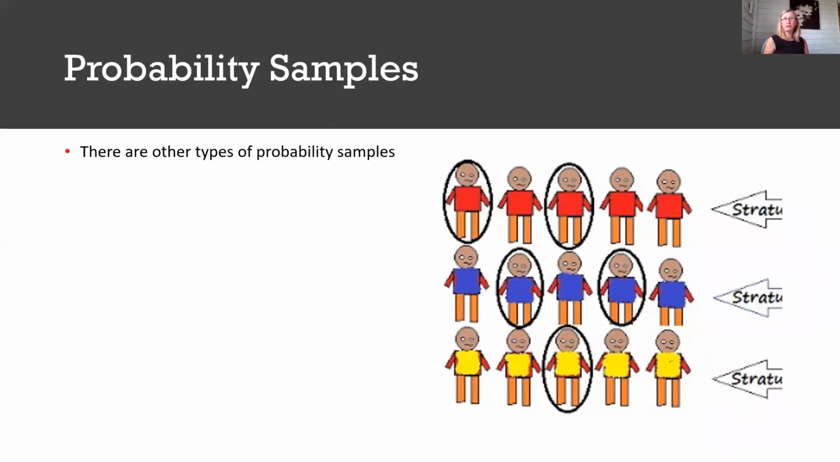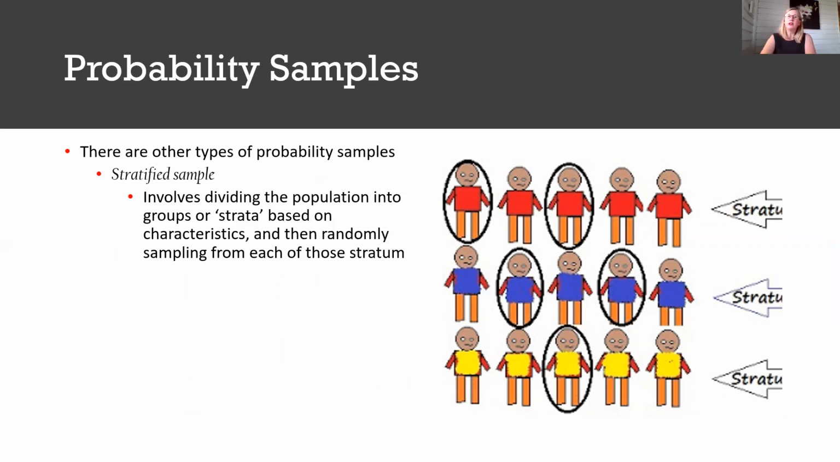Now, there are other types of probability samples as well, and these get a bit more complex. We can talk about something called a stratified sample. What this means is it involves dividing the population into groups or strata based on characteristics, and then randomly sampling from those strata. The plural of that word is strata, and stratum would be the singular.